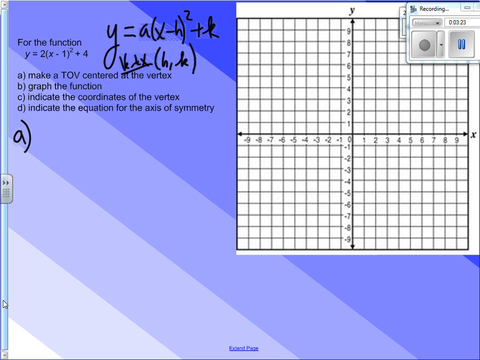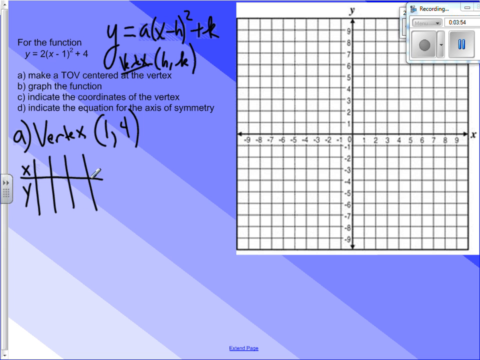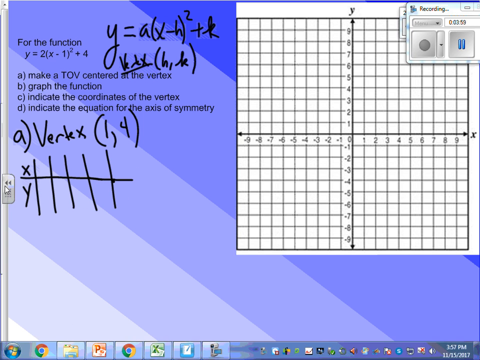What would the vertex be if we were given this function? The vertex would be positive 1, taking the opposite of negative 1, and the outside number is 4. What you see is what you get. And what we want to do now, given our vertex, is make our TOV. All right, so I'm going to put the vertex right in the middle.